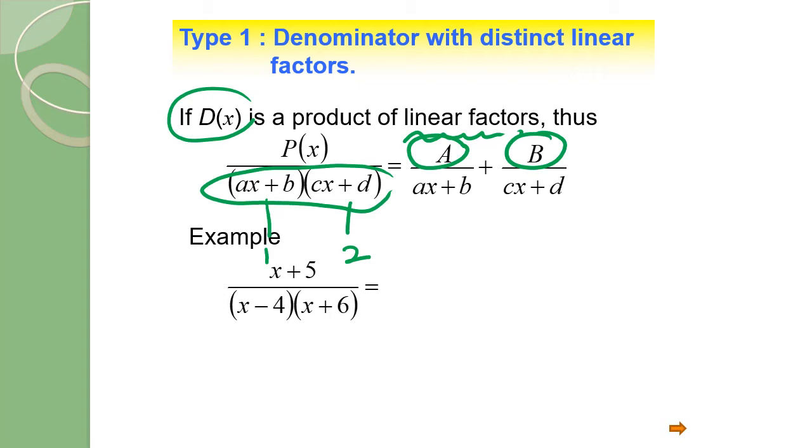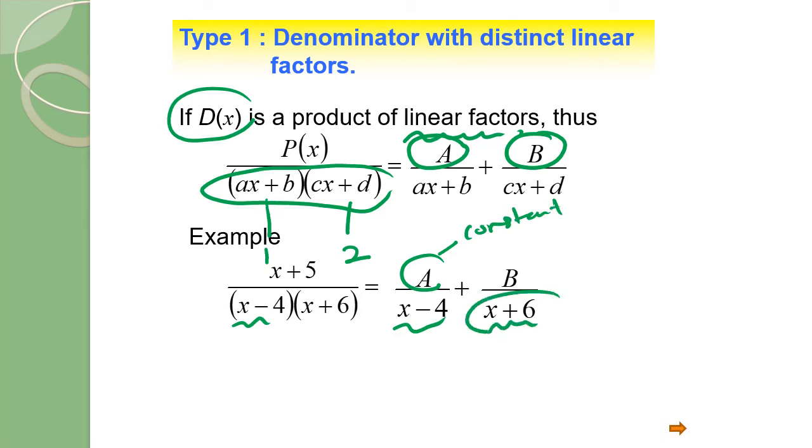And then for this example, x plus 5 over x minus 4, x plus 6. Okay, so we can write this one single fraction into two separate partial fractions, which is the first fraction over x minus 4, added with another fraction over x plus 6. So what we need to find is just the top, A and B. Notice that if we have a linear factor here, the top one should be a constant. The second fraction also is linear, so the top one should be just a constant.